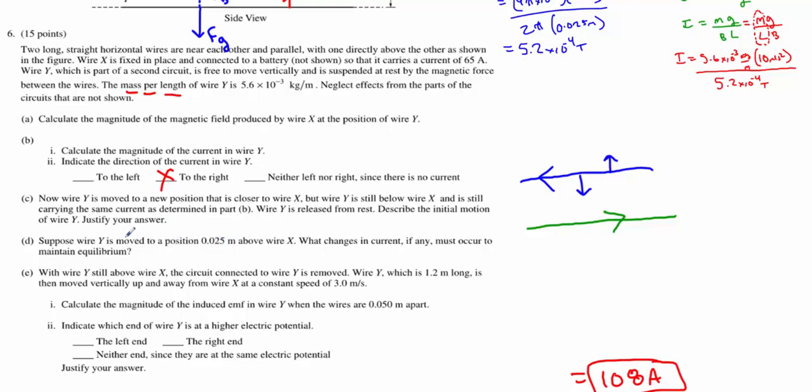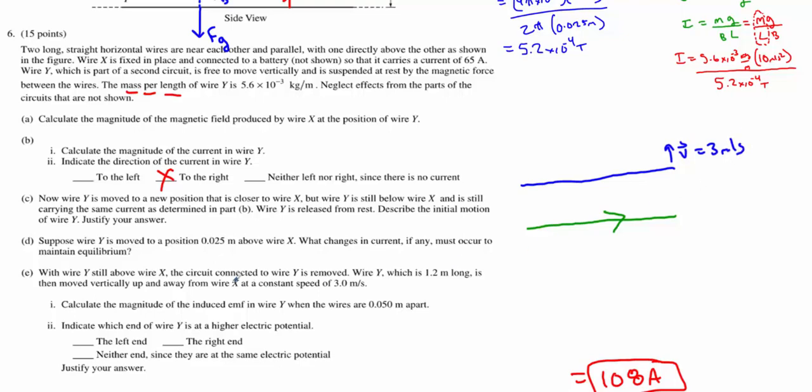E. Wire Y is still above wire X. The circuit that was connected to wire Y is removed, so there's no more current flowing through wire Y. It's simply a piece of metal here. However, now this piece of metal, which is 1.2 meters long, is moved up at a constant speed of 3 meters per second.